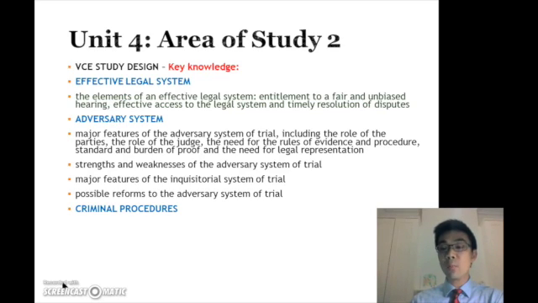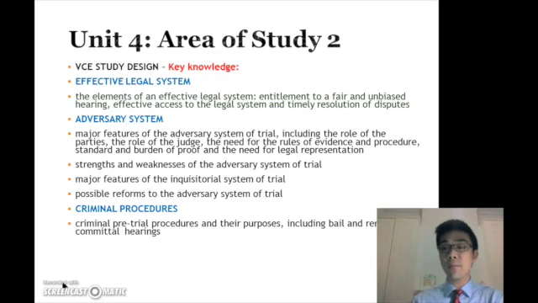We look at criminal procedures, something that you may have covered before in Year 11 legal studies, things like bail and pre-trial procedures. But we're going into a lot more detail. We'll be looking at committal hearings and what they're used for.